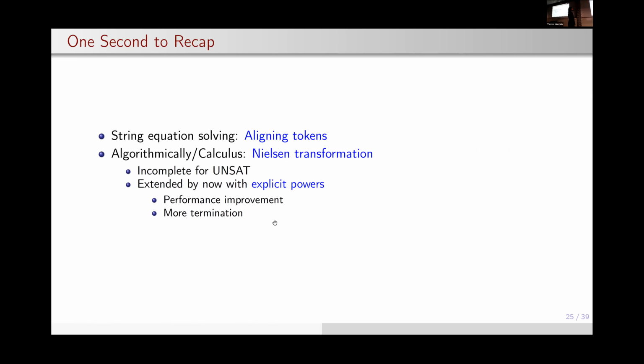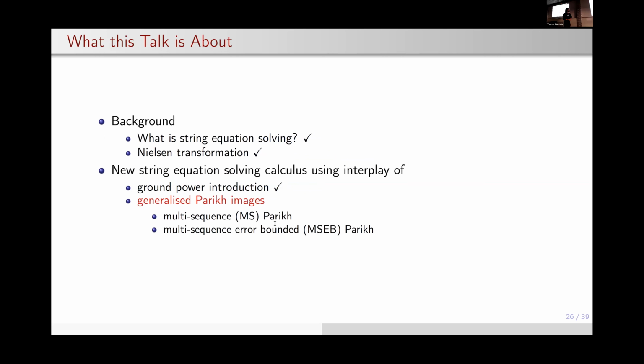Okay, so far what have we seen? Well, we have string equations, but mostly about aligning tokens. And algorithmically, we just use Nielsen transformation, and we extend it right now with explicit powers, which improved both performance in cases where Nielsen would terminate in theory, and also it causes more termination, as on some examples where there is no termination via Nielsen, we would actually terminate quite quickly.